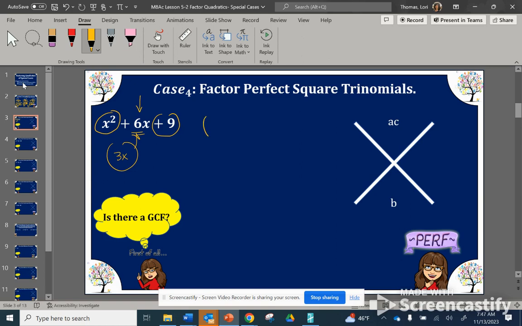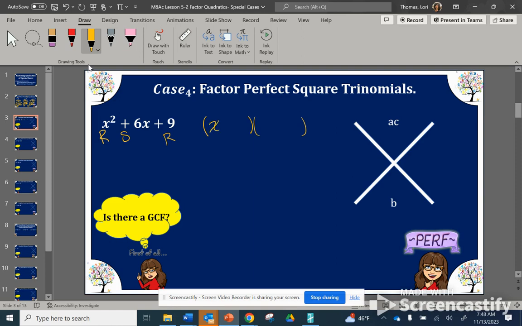But if we recognize that this is a perfect square trinomial, let me show you the quick way to factor this into its two binomials. We take the root of the first term, the sign of the middle term, and the root of the third term. So root, sign, root.